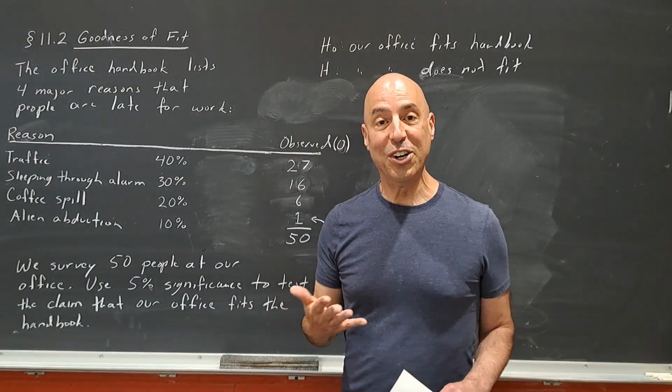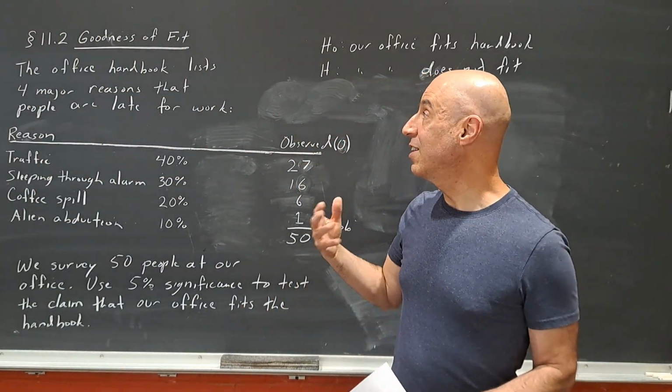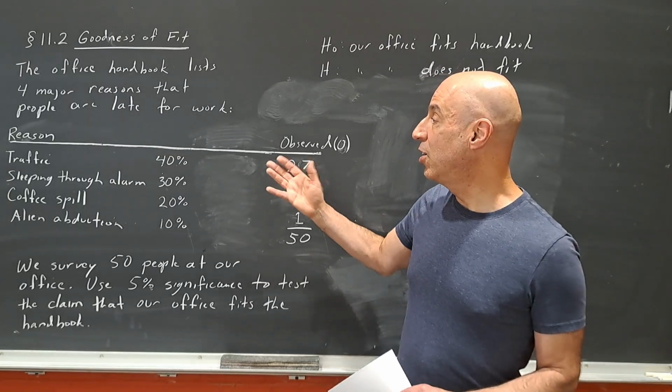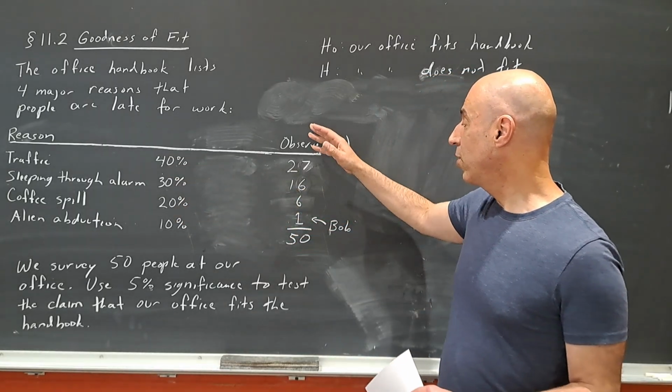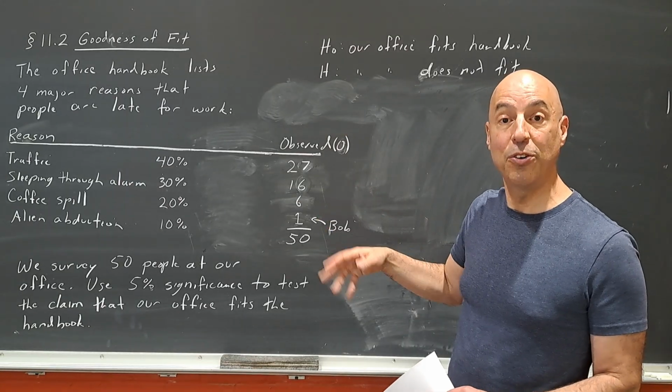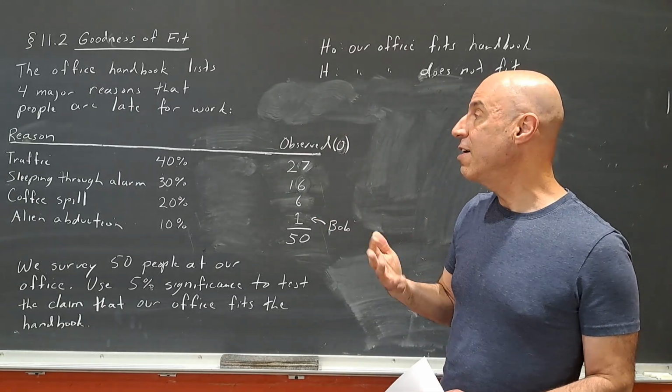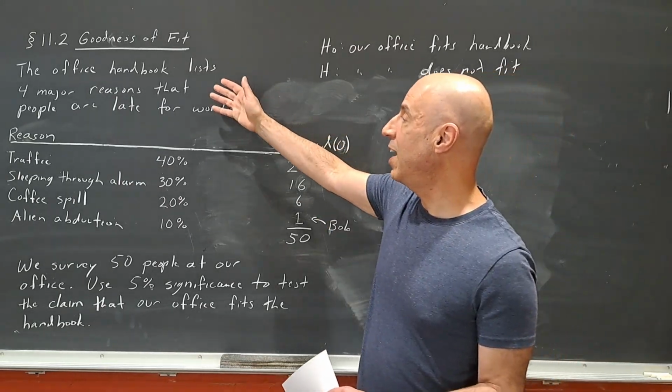Okay, let's do a goodness of fit test using the chi-square distribution. Goodness of fit means we are given a proposed distribution and we're supposed to see if some observed values from a population that we have access to fits that distribution. So in this case, here's a problem.